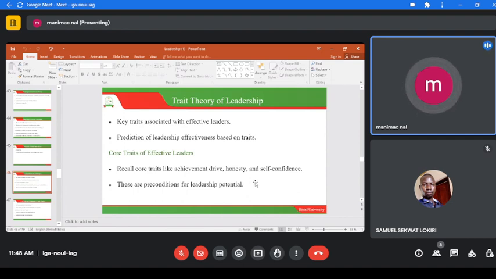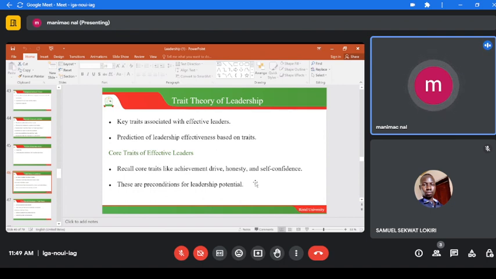So the trait theory of leadership, we believe that there are key traits associated with effective leaders. The prediction of leadership effectiveness is based on the traits of a leader or the traits of a person. Okay, so what could be the core traits of an effective leader?